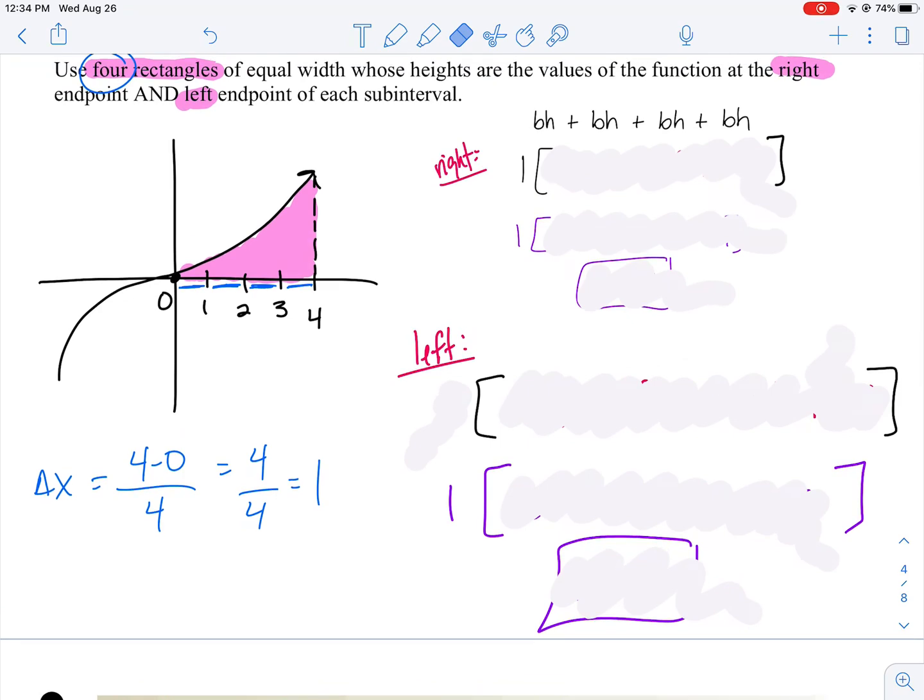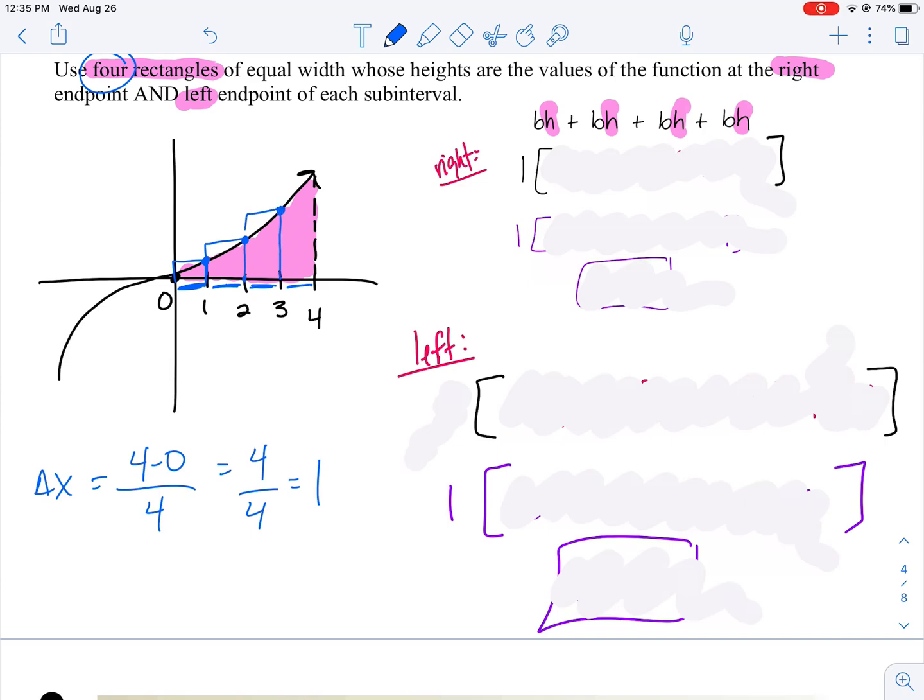All right, so now all we have to do is find the heights of all of these rectangles. And we want to use right endpoints for the first one. So I'm imagining being on my first rectangle. If I'm at the first rectangle and I want to use the right endpoint, I want to follow the right side of the rectangle up to my function and over. Now I'm imagining I'm on the second rectangle and I want to follow the right endpoint up till I hit the function and follow it over. Why don't you pause the video and draw me your 2 last rectangles using right endpoints.